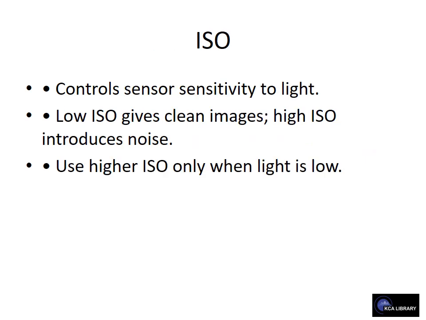And then talking about the ISO, it controls sensor sensitivity to light. This is what determines how sensitive your sensor will be to light. When you have a low ISO, it gives you clean images. So if you're trying to achieve clean images, you know that your ISO should be low. And when you're trying to deliberately introduce noise, that is when you should use a high ISO.